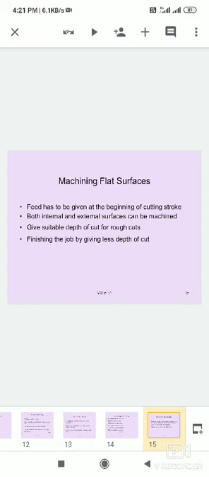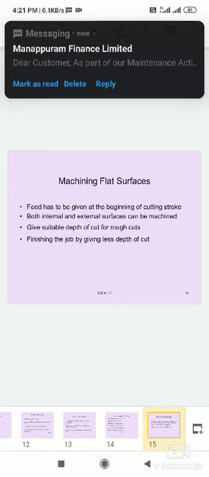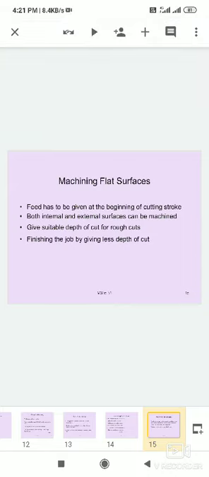In machining flat surfaces, feed has to be given at the beginning of the cutting stroke. Both internal and external surfaces can be machined. Give suitable depth of cut for rough cuts. Finish the job by giving less depth of cut.